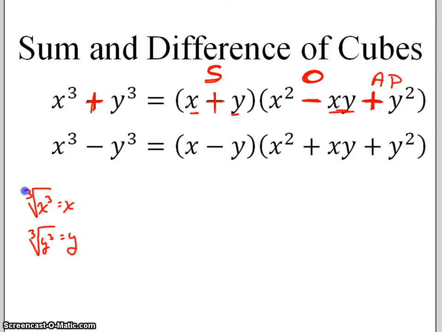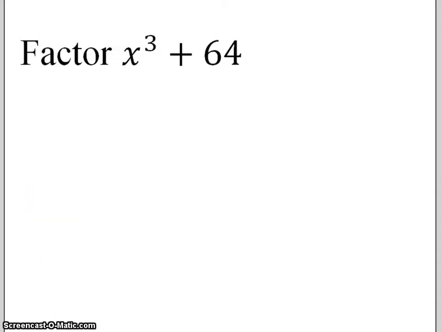So look, the pattern is exactly the same. So the next one, x cubed minus y cubed. X minus y, same sign. X squared plus, opposite sign, right? XY plus y squared, always positive on the last one. Okay, so you're just going to have to memorize that pattern. Okay, let's look at an example.